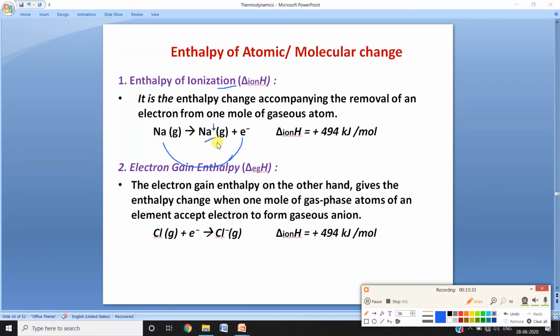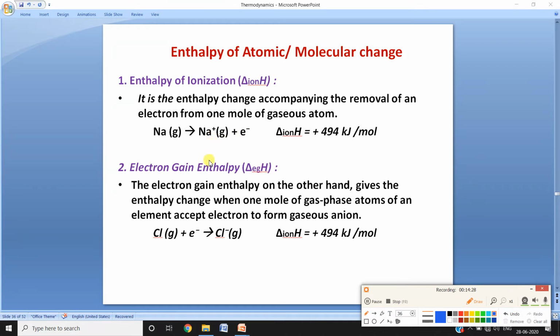So what is the enthalpy of ionization? It is the enthalpy change accompanying the removal of an electron from 1 mole of gaseous atom. For example, Na converts into Na plus. How? Na loses one electron and converts into Na plus, and this is the enthalpy of ionization.